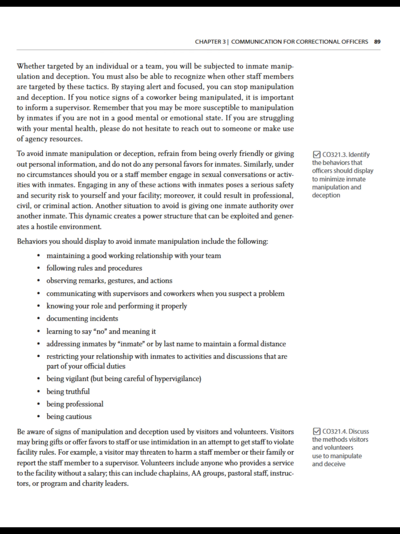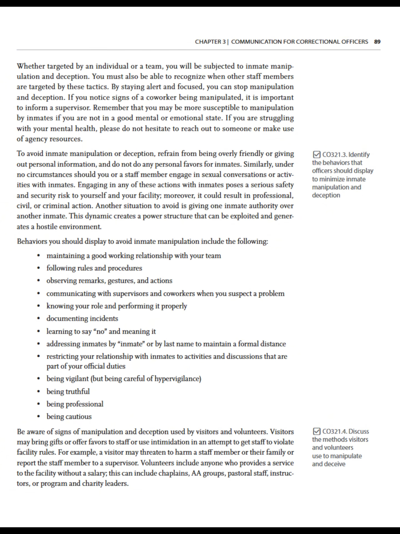To avoid inmate manipulation or deception, refrain from being overly friendly or giving out personal information, and do not do any personal favors for inmates. Similarly, under no circumstances should you or a staff member engage in sexual conversations or activities with inmates. Engaging in any of these actions with inmates poses a serious safety and security risk to yourself and your facility. Moreover, it could result in professional, civil, or criminal action.